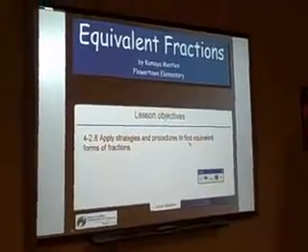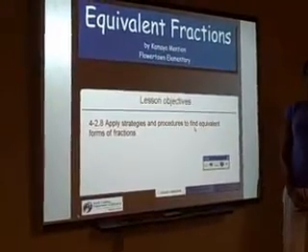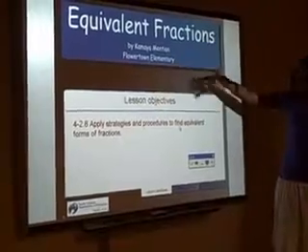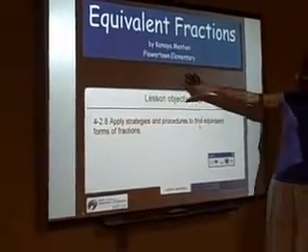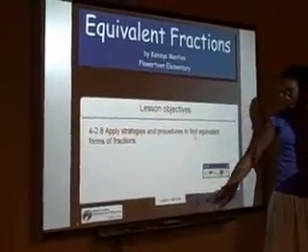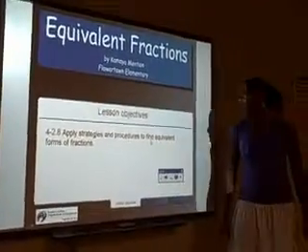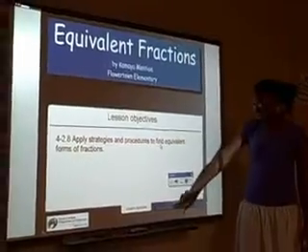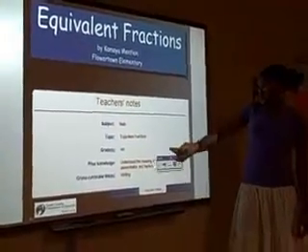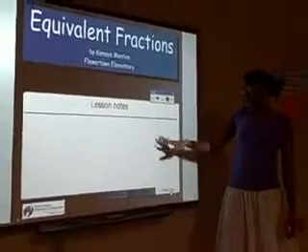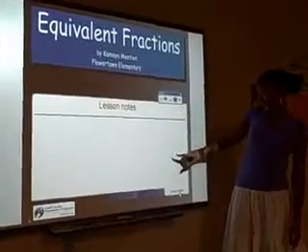Flowertown Elementary, and this is my project on equivalent fractions. This is my title page, and it has little tabs. This is my standards page, and this links to a Word document with the 4th grade math standards. This is my teacher's notes page, and then it has lesson notes, or it had lesson notes.